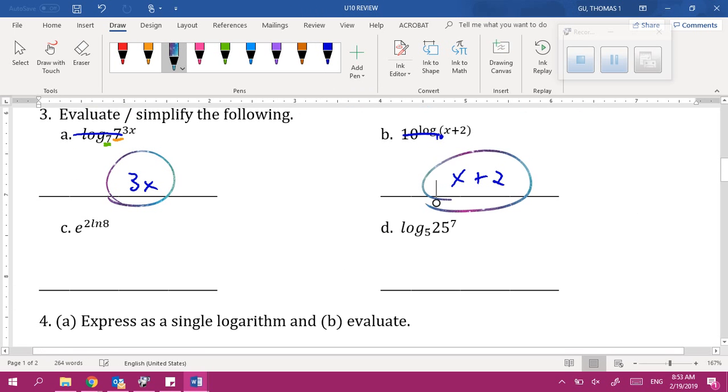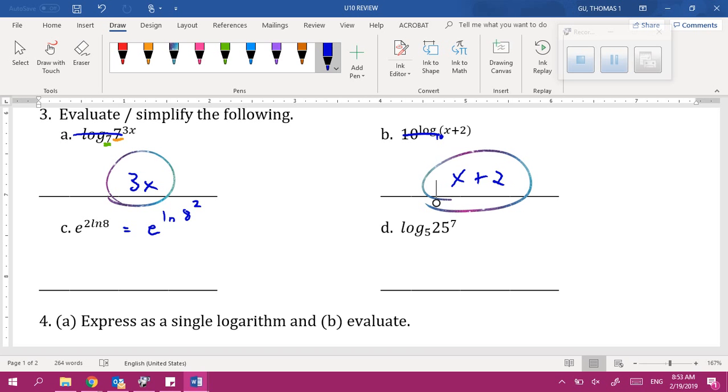C. e raised to 2 ln of 8. Okay, before we can do anything here, that 2 is in the way of anything, right? So what I want to do is move that 2, using my log properties, into the exponent spot. So this is actually the same thing as e raised to the ln of 8 squared, right?